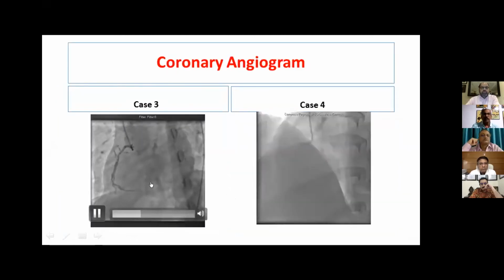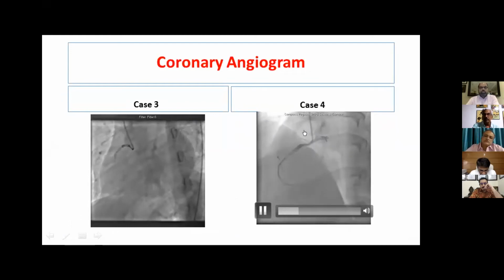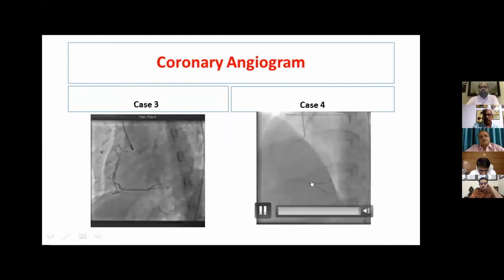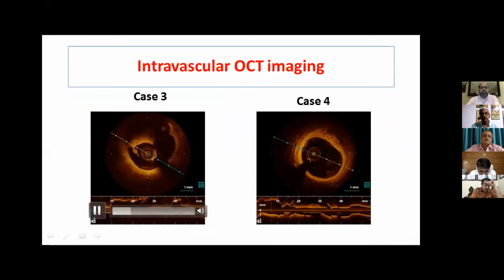So this is the first patient, non-ST elevation. And you can see this sort of nasty, dirty vessel. And this is another patient who has again a little thrombotic lesion. You look at the OCTs, and you can see here there is thrombus. This is not very organized. This is the midway thrombus, not fully organized.